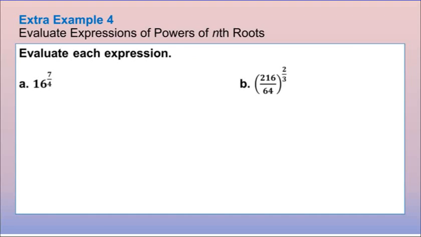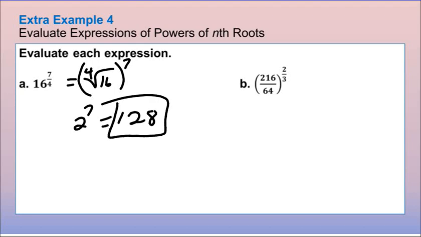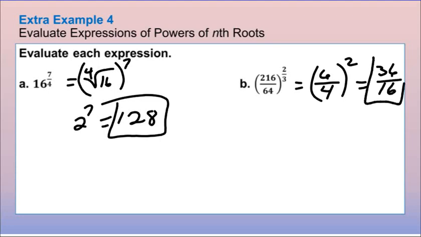Next, evaluate these. Here the 4th root of 16 is 2, and then 2 to the 7th power is 128. And over here, the cube root of 216 is 6. The cube root of 64 is 4. Then if I square those, I would end up with an answer of 36 over 16. And that would be my final answer, but we could simplify that further.